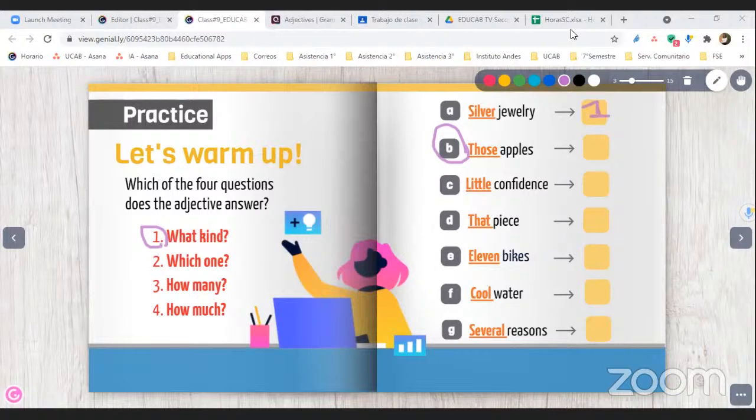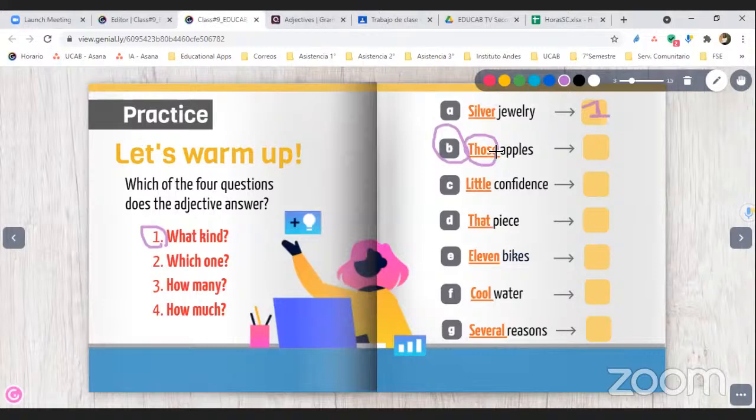Okay, you say it is 4. Let's see. Number 4 is how much. Remember, how much is for uncountable things. And apples are countable things because I can count 1, 2, 3, 4, 5 apples. So how much wouldn't be the question, but don't worry. Here we have those apples.